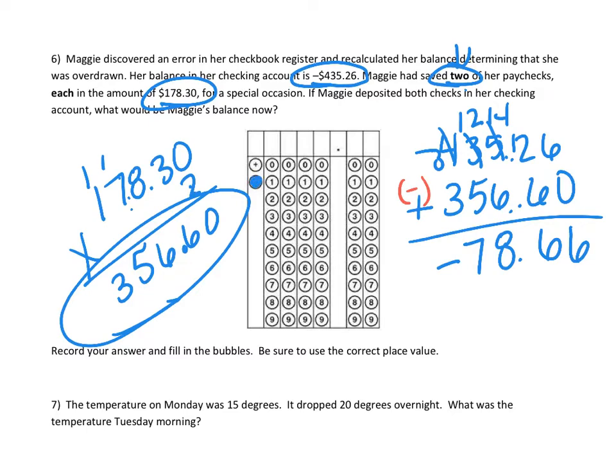So this is a bubble thing. Look at how you're filling in the negative side. You're doing 7, 8, your decimal goes in that spot, and then 6, 6. Okay, so make sure you fill in the negative side.